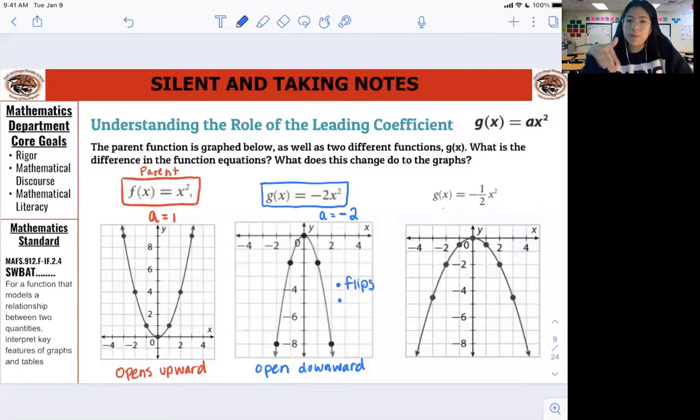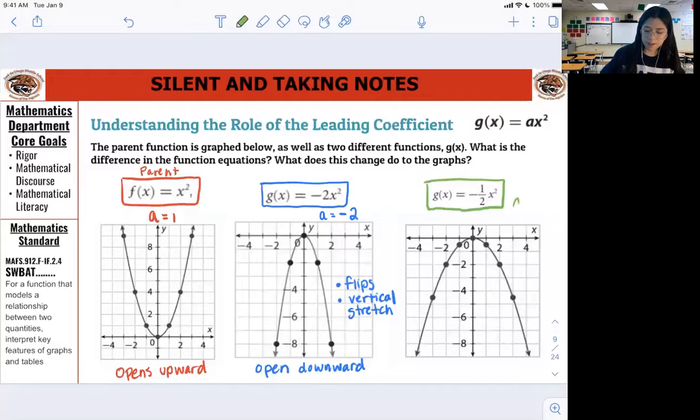Not only does it flip, there's one more thing going on because I have a -2. Good, Karina. It's also skinnier. And what do we call that again? It's also a vertical stretch. So there's a flip and there's a vertical stretch. There's two things going on. Now the third one, similar idea. A is -1/2. So what are the two things that are happening in this one?